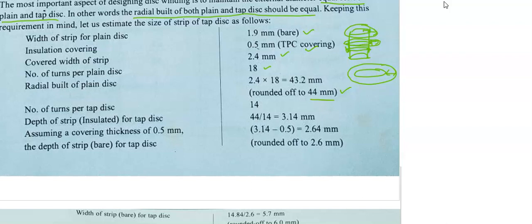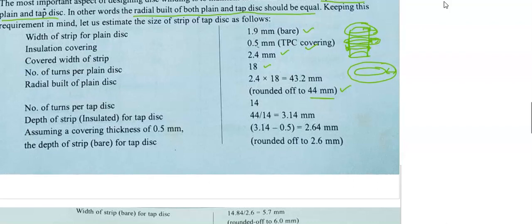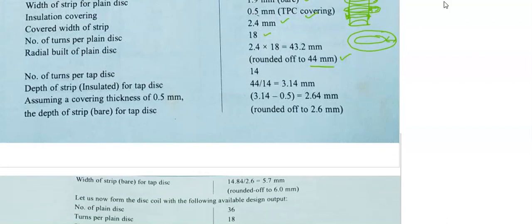Now for tap also, if we wind, we should get the same radial build. For that we are seeing, number of turns per tap disc is 14.